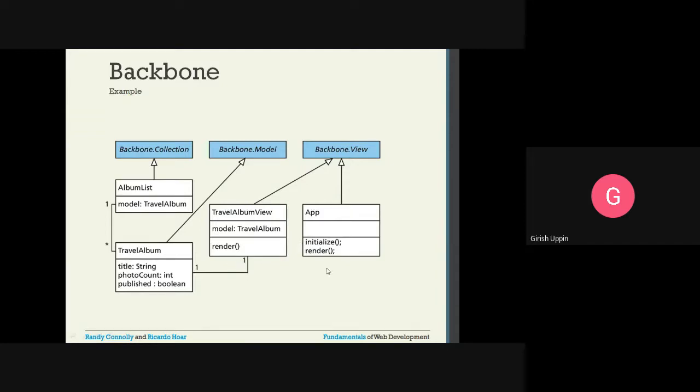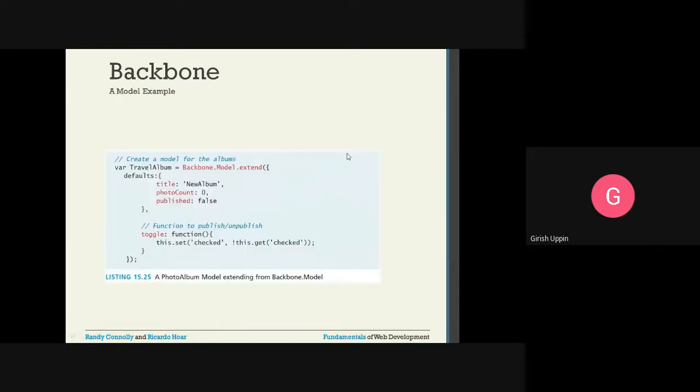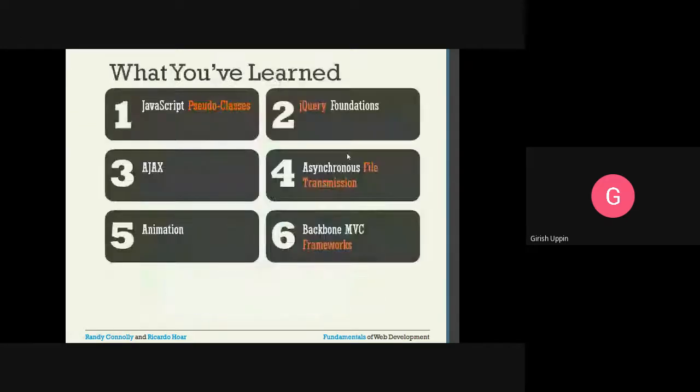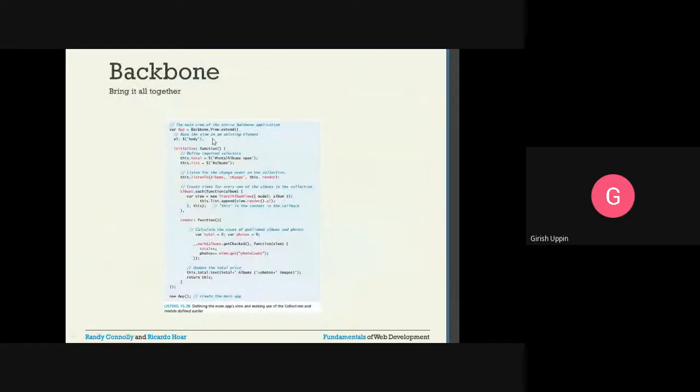Now we are going to create the main application, which will extend the backbone dot view, and all the code is put together here. You can see app is equal to backbone dot view dot extend, basing the view on an existing element. So we have el colon body, and this is the initialize method.